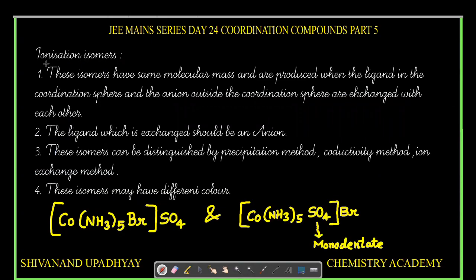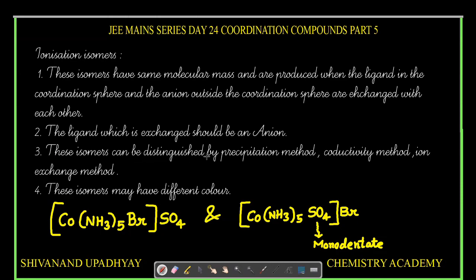When we are discussing ionization isomers, these isomers have the same molecular mass and are produced when the ligand in the coordination sphere and the anion outside the coordination sphere are interchanged with each other. For example, in this example the ligand Br minus is exchanged with the anion present outside the coordination sphere, that is sulfate ion. So Br minus is going outside and sulfate ion is coming inside. These ligands which are exchanged should be anions.